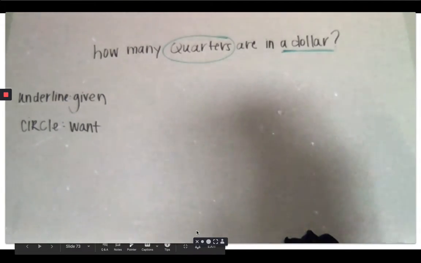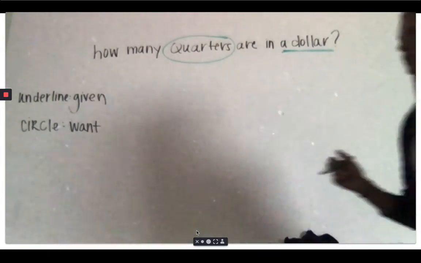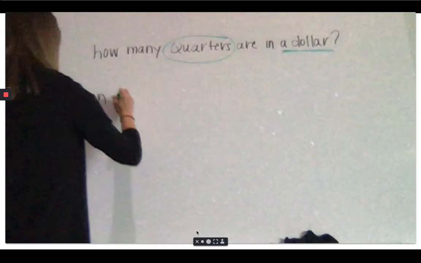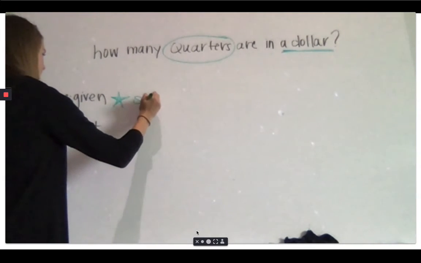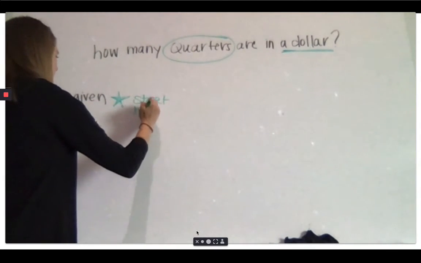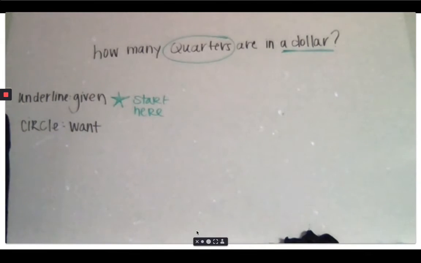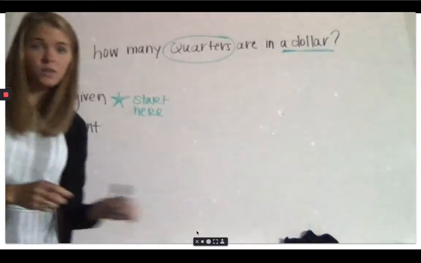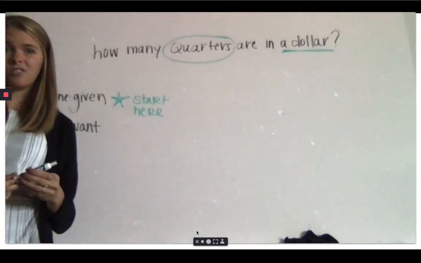When solving problems using dimensional analysis, it's going to be important to always start with the underline. You're going to start with what you are given. I know it's really easy for you to figure out this problem in your head, but it's going to be really important to start using this process now so that in the future, when the problems get a lot harder, you know how to solve them.